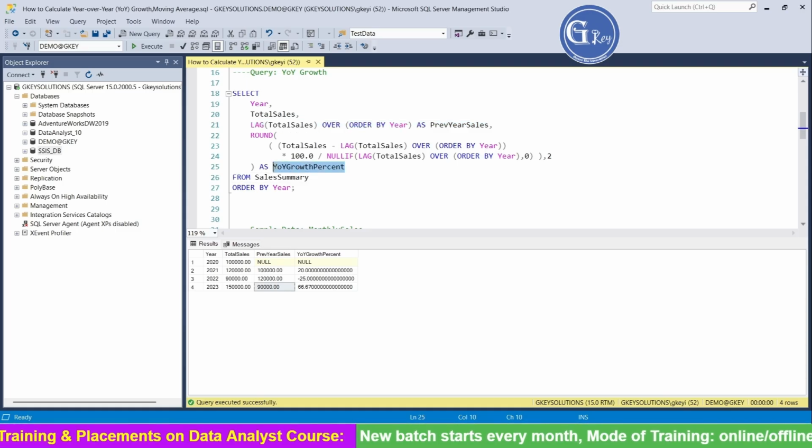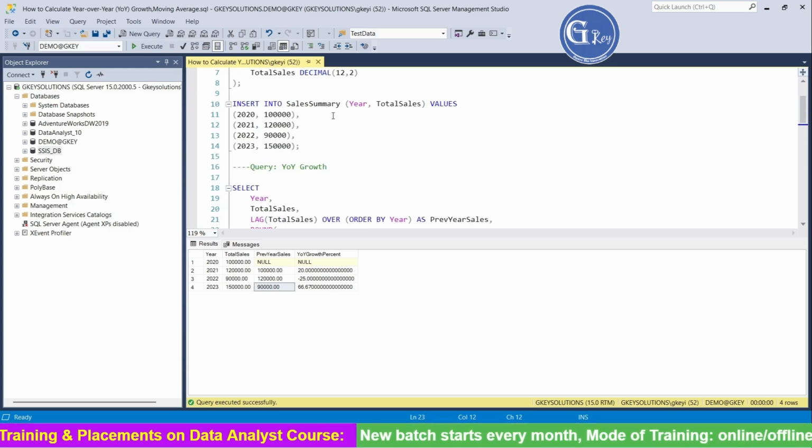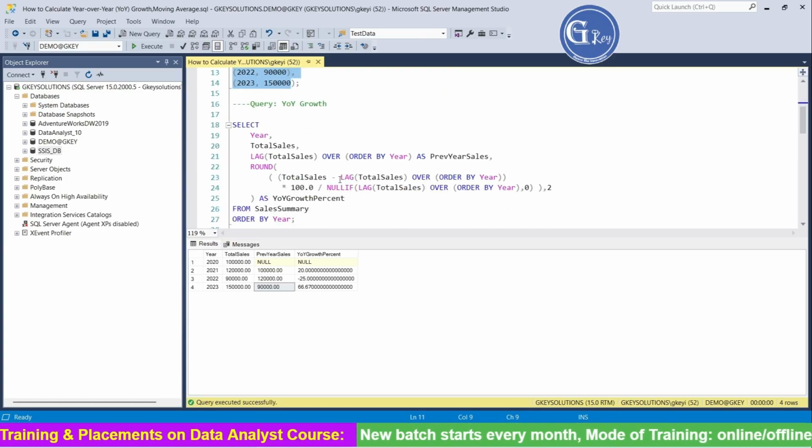And coming to the third one, year on year growth, we are using the ROUND function here. First we are taking the total sales, these are the total sales for each year, and we are subtracting the lag total sales ordered by year. We take the first value minus this value, multiply by 100, divided by NULLIF lag total sales, that means if there is 0 we are replacing it with null values.